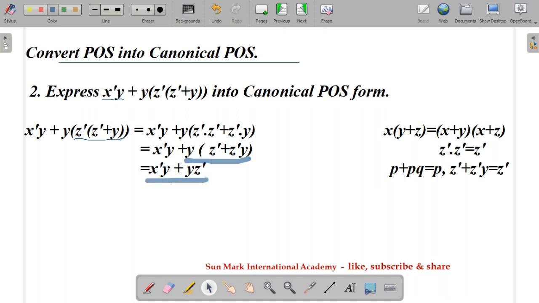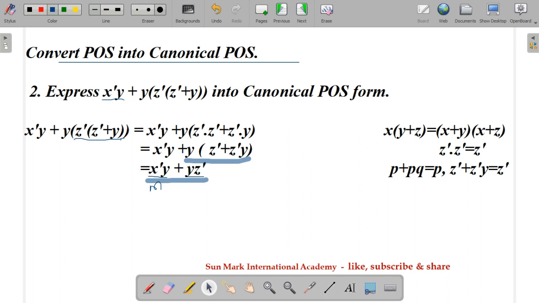And we can easily identify that it is in the form of SOP. It is not in the form of POS. This is SOP because x dash y and y z dash are minterms. So this expression is known as SOP expression, not POS. So our question is we need to convert it into POS form.